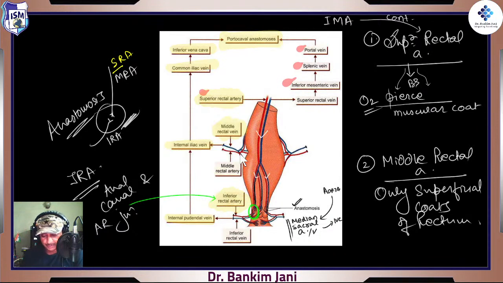But the major contribution is by superior rectal. Major is by superior rectal. This middle rectal is just giving to the superficial coat, so its contribution is as such very less. The major contribution is this superior one, right? So can we really say that the superior rectal and inferior rectal anastomosis is more important? Because in any case, middle rectal is just superficial. Okay, all right, but this should not make much of a difference.